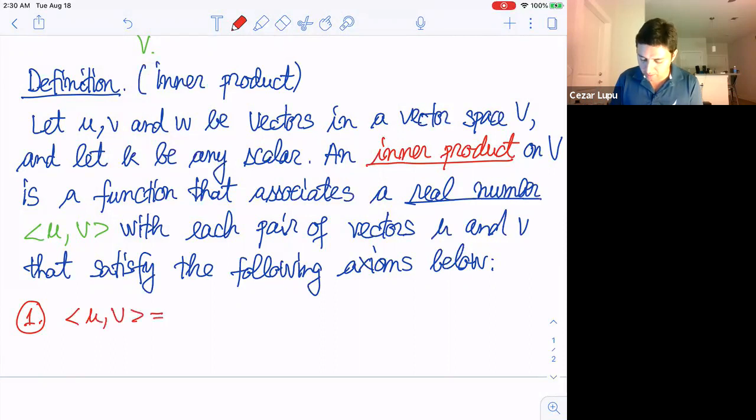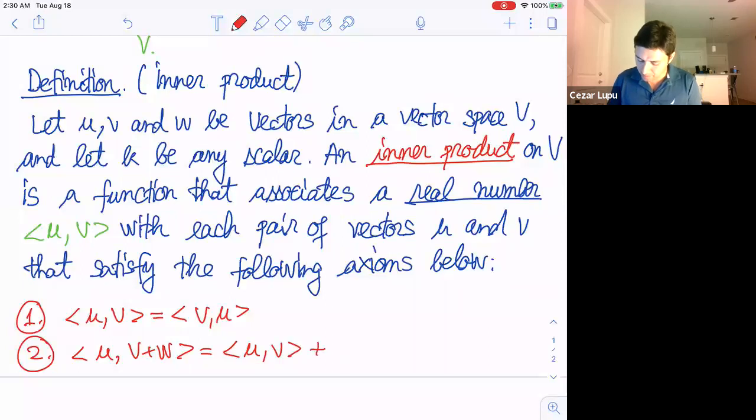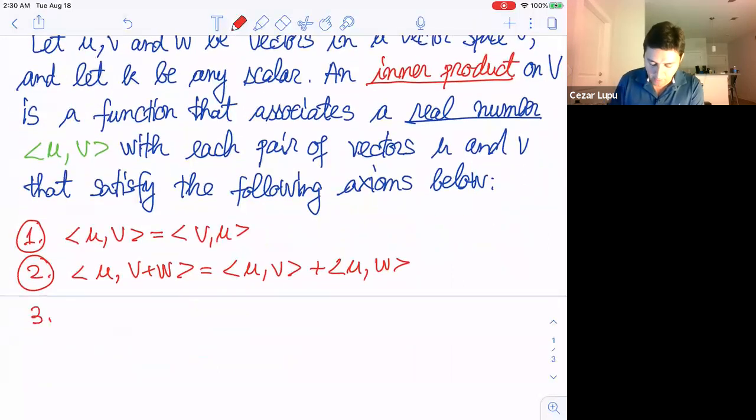The inner product of u and v is the same as of v and u. The second one: the inner product of u and v plus w is the same as the inner product between u and v plus the inner product between u and w. And the third one, as we need some scalars here: if I have the scalar k times the inner product between u and v, it is nothing else than the inner product of ku and v.